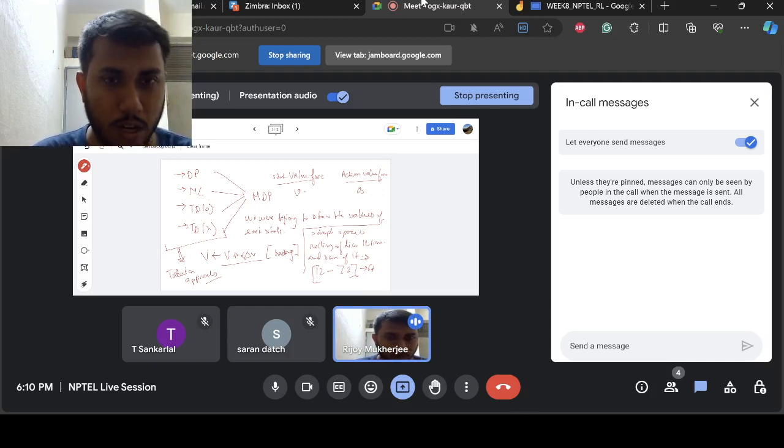Now the problem is, in the real world it cannot be only this small of a sample space.